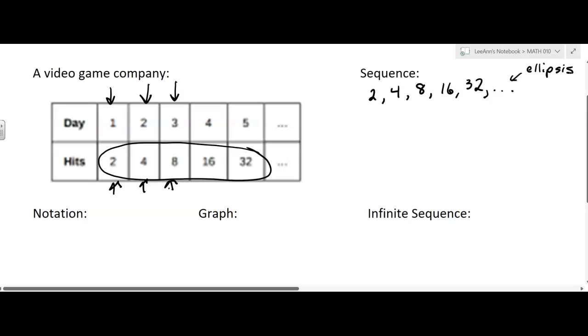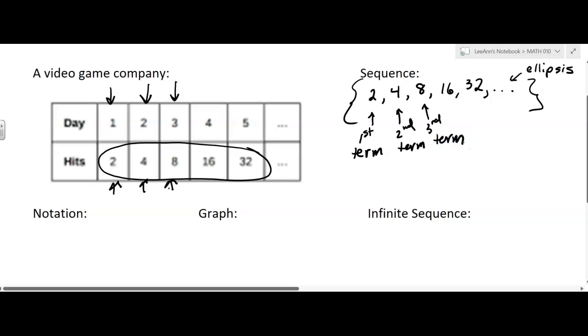Now, sometimes they will write this as a set, and they'll put it in set notation in the squiggly brackets. Sometimes they don't. Sometimes they'll just write the sequence without the squiggly brackets. So when we're talking about a sequence, we have what's called the first term. Each entry is a term. This would be the second term. And then this would be the third term. And so on and so forth, right?